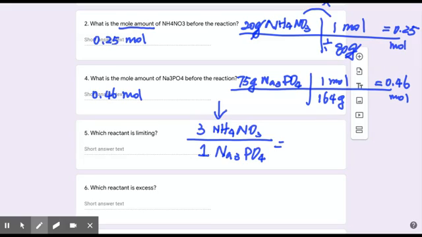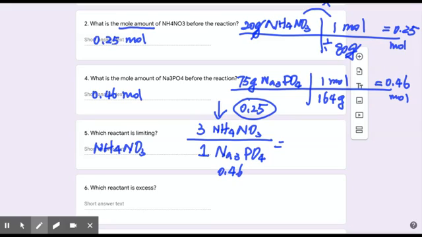But remember, the actual amount of ammonium nitrate is 0.25. And then the actual amount of sodium phosphate is 0.46. Okay, obviously, this is the limiting reagent. So your answer is NH4NO3.